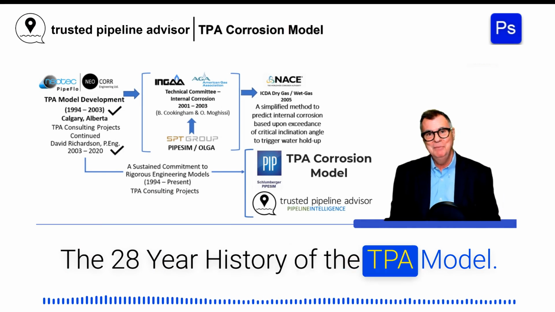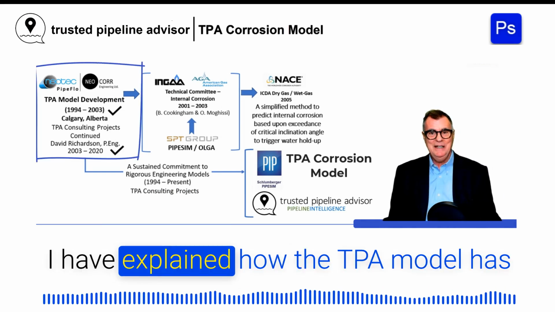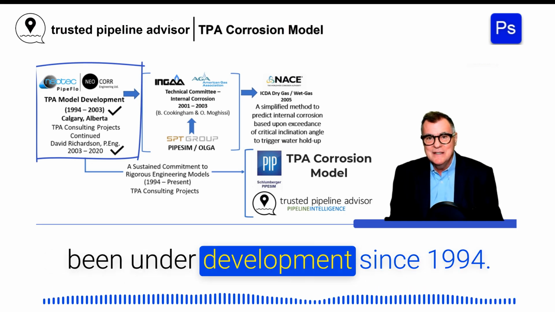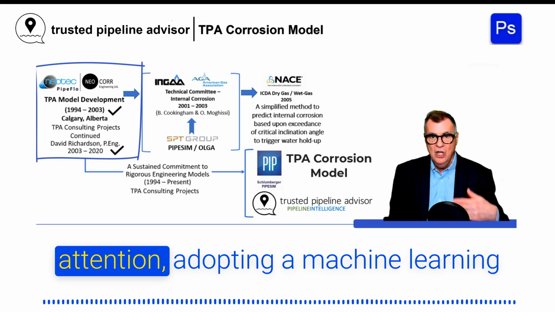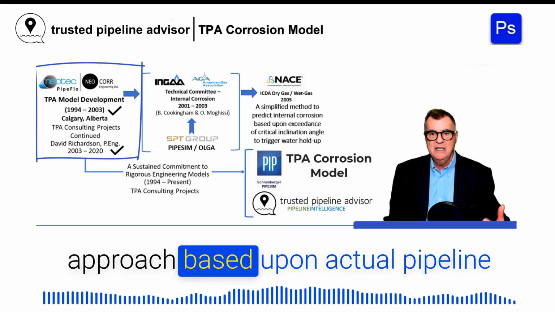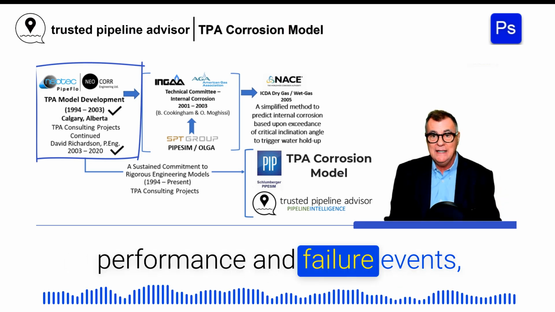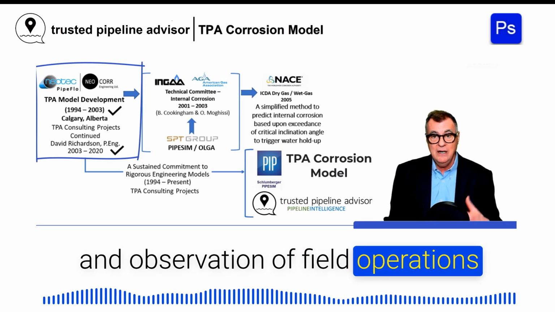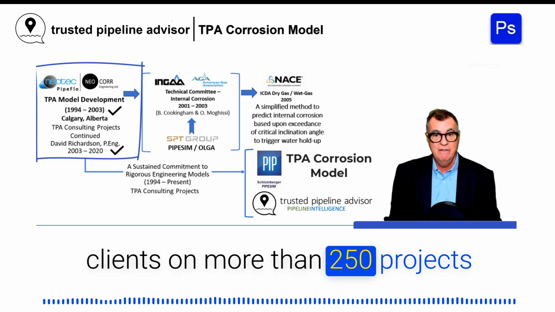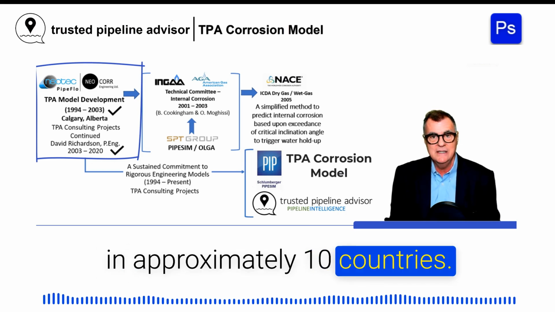28-year history of the TPA model. I have explained how the TPA model has been under development since 1994, the result of 28 years of focused attention, adopting a machine learning approach based upon actual pipeline performance and failure events, and by considering the experience and observation of field operations clients on more than 250 projects in approximately 10 countries.